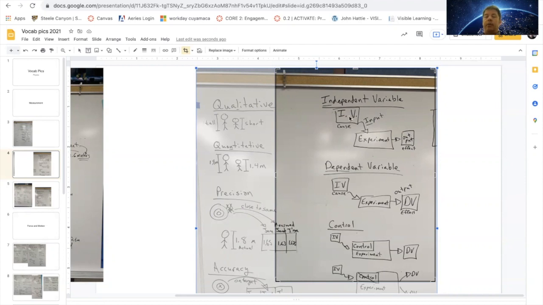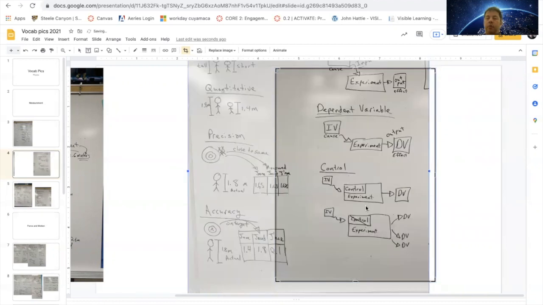So the independent variable is the input, the independent input to the experiment. The dependent variable is the output. It's the effect because it depends on what the cause was. So the dependent variable is what's the output of the experiment.